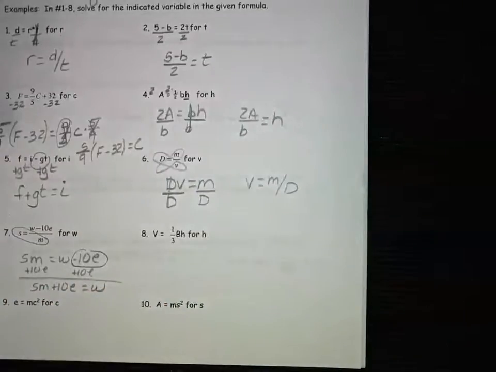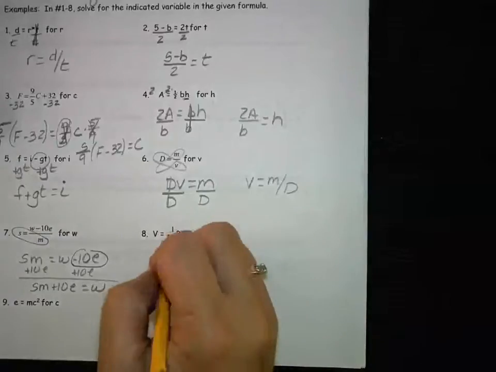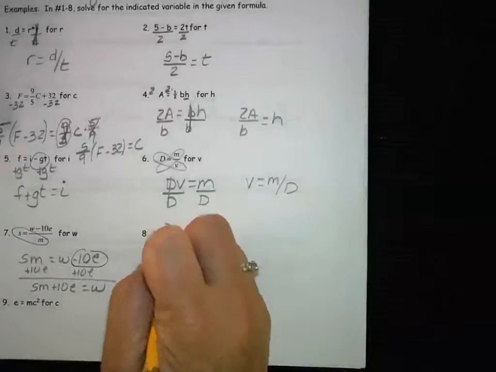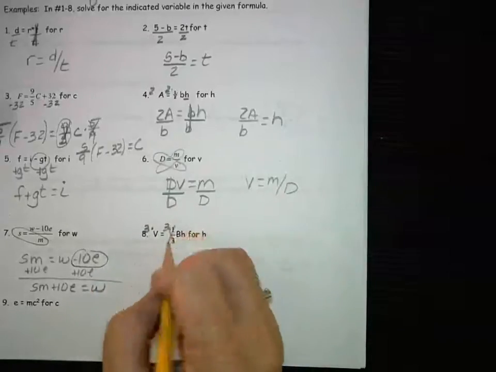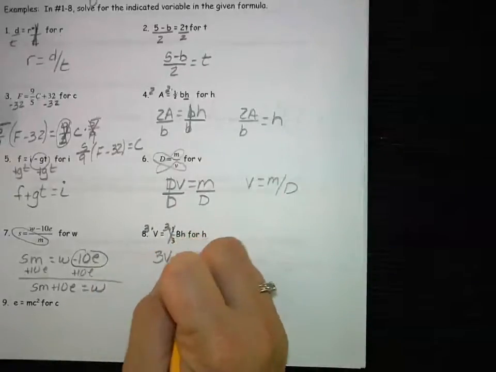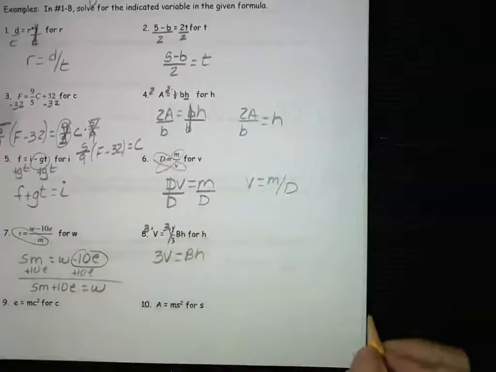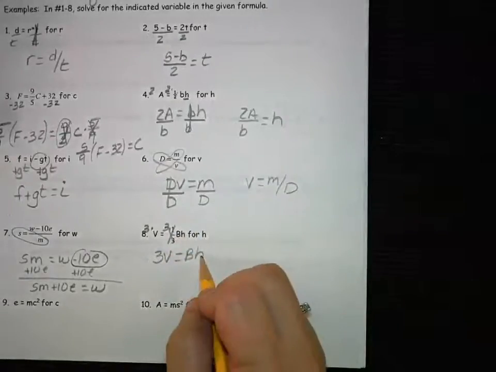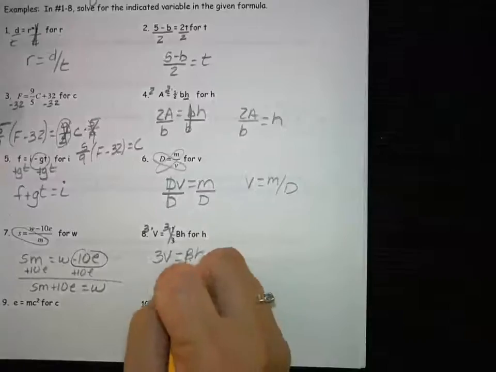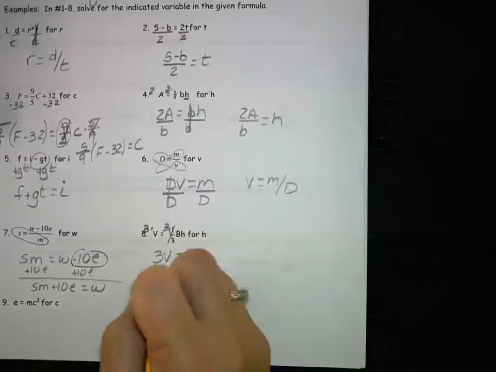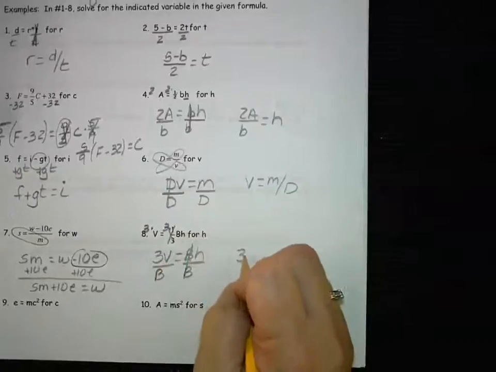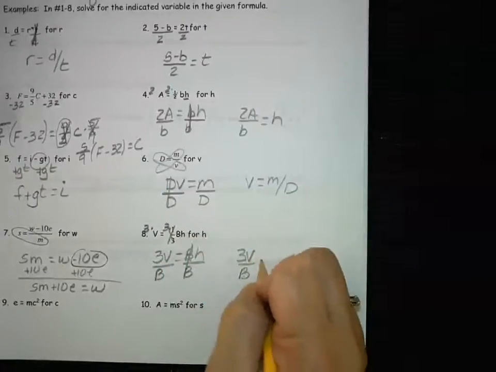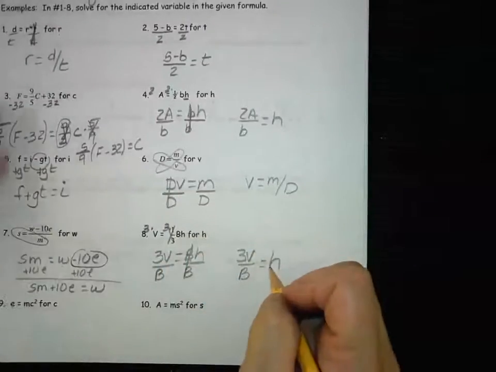Number 8, first I'm going to get rid of this 1/3. To do that, I'm going to multiply both sides by 3, and that becomes 3v equals bh. And getting the h by itself, we need to get rid of the b, and you are left with 3v over b equals h.